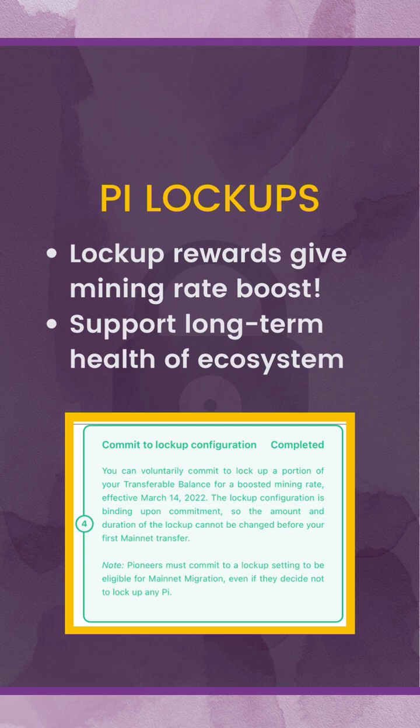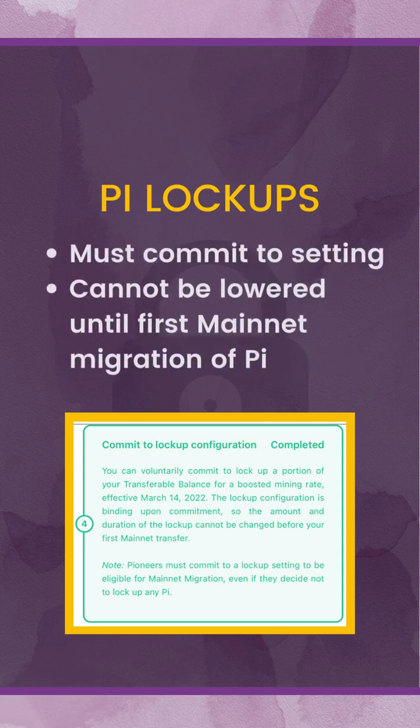It is an important decentralized macroeconomic mechanism, especially in the early years of the open network when utilities are being created. More information about the lockup reward is available in the new chapters of the updated white paper released on December 28, 2021. While Pi lockups are voluntary, you must commit to an initial lockup setting to complete step 4 of the Mainnet Checklist. The binding aspect of your lockup setting means that the lockup amount and duration cannot be lowered before the transfer of your balance to the mainnet.